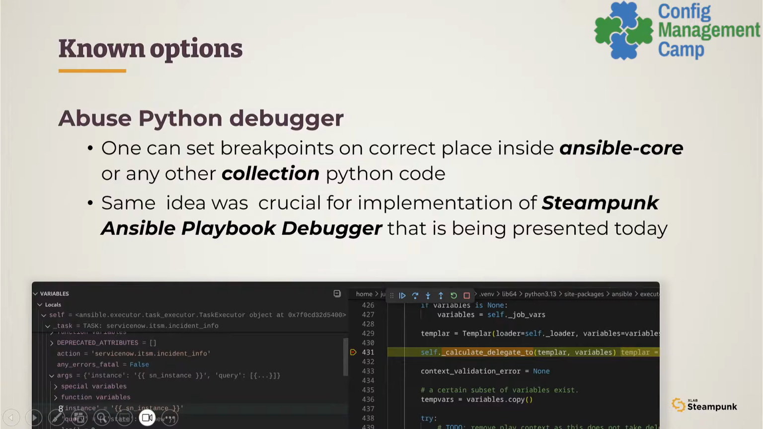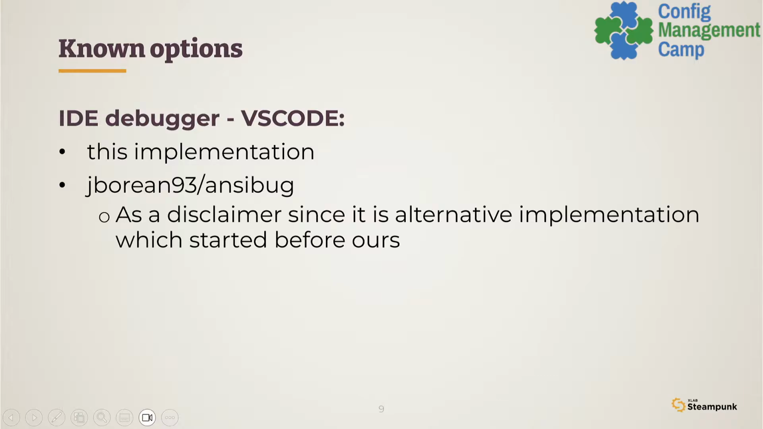So another option is that one can abuse the Python debugger. If you put the breakpoint on the correct spot inside Ansible, you can debug it like any other Python code. You just set the debugger, run the Ansible playbook, and find the point inside Ansible where you want to stop. From that point, if you know where to put it, you will get all the Ansible variables, including the resulting structures. And now to what we made.